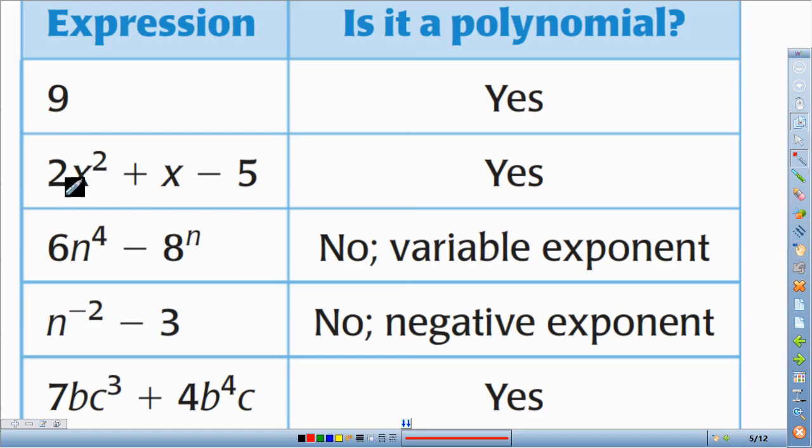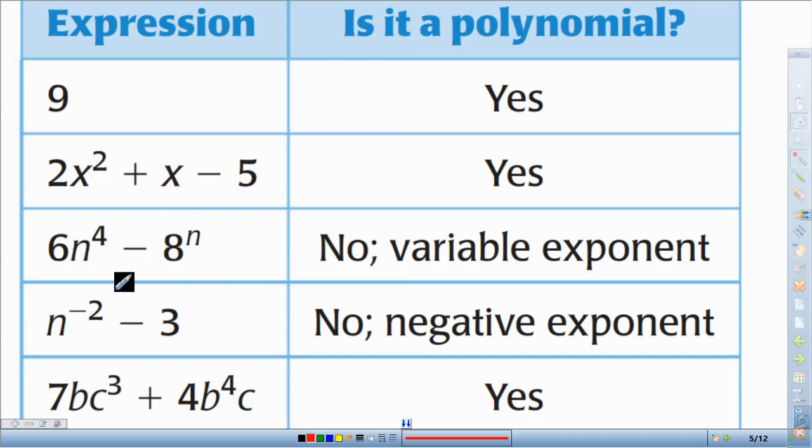Okay, let's look at the next one. 2x squared plus x minus 5. Is this a polynomial? Yes. Specifically, it has 3 terms, so it would be a trinomial. And by the way, this is a really common type of polynomial. You'll see trinomials with an x squared. These are technically considered quadratics, but we'll get into that in the future.